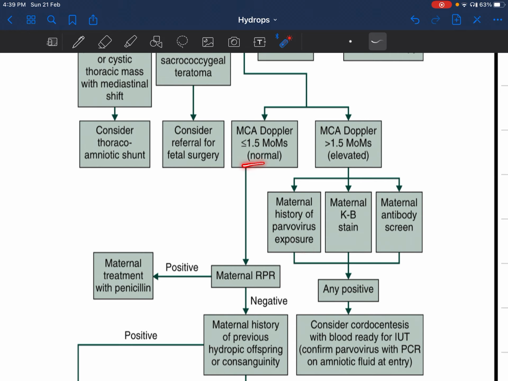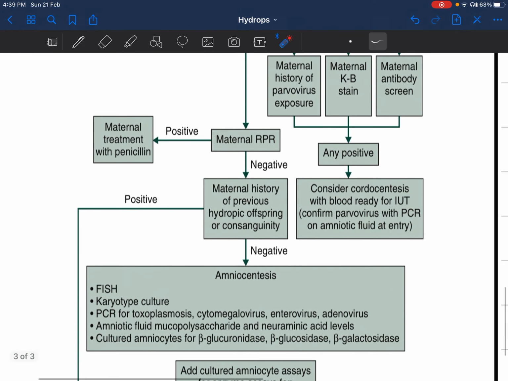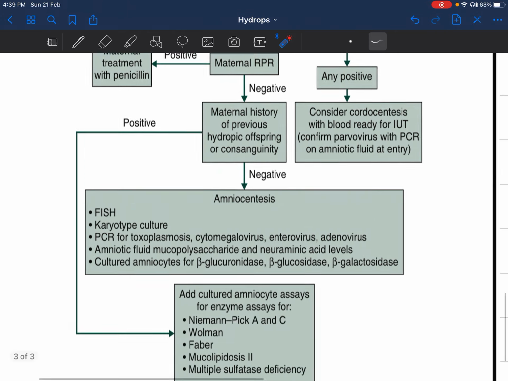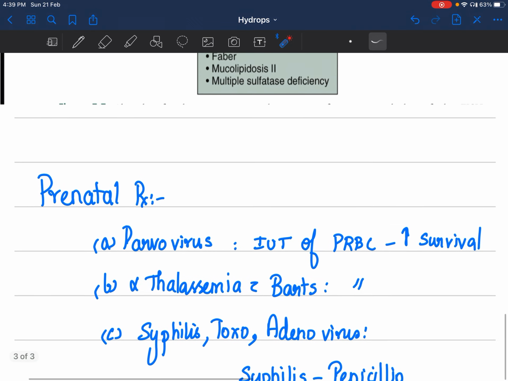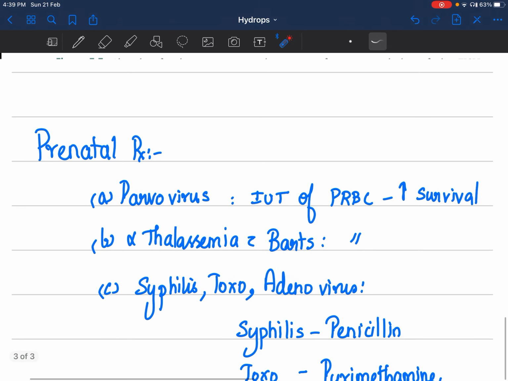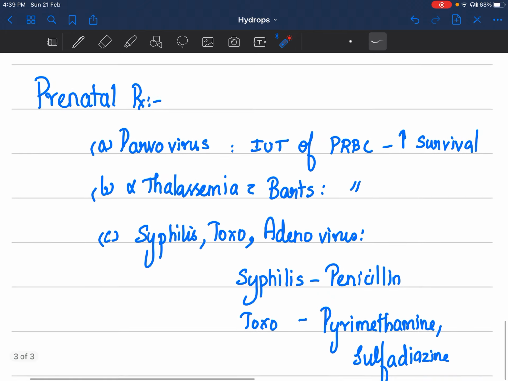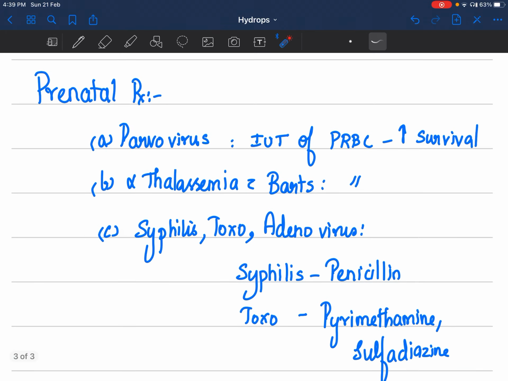If anemia is not the cause, try to rule out intrauterine infection. If intrauterine causes are negative, then do a genetic workup, do an inborn errors of metabolism workup. Do the workup for hydrops fetalis before the baby is born. What do you treat the baby with? You saw that in the flow chart itself.